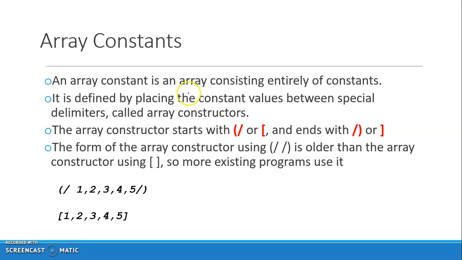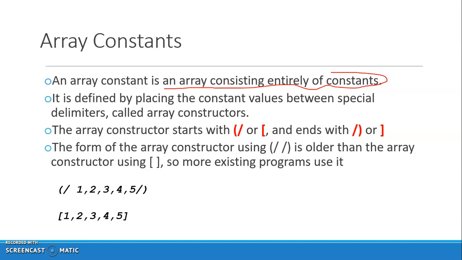An array constant consists entirely of constants. You can declare an array and specify the elements, because the values of an array can come from somewhere: from the user, as we are going to see, from a file, from a database, from anywhere. And that data, when it comes, can be initialized into our array.